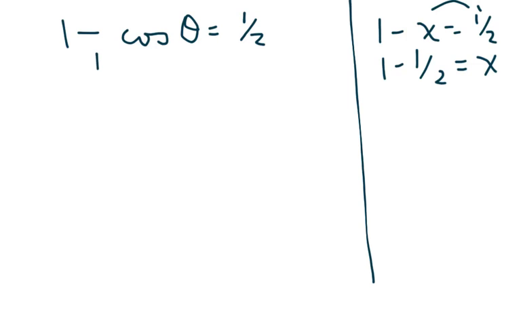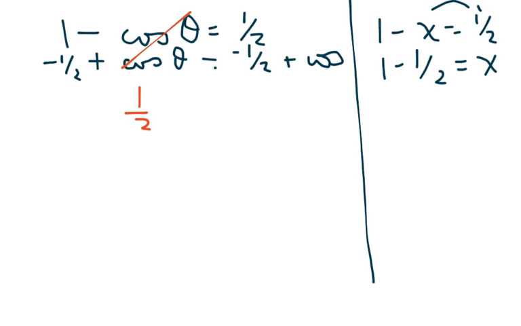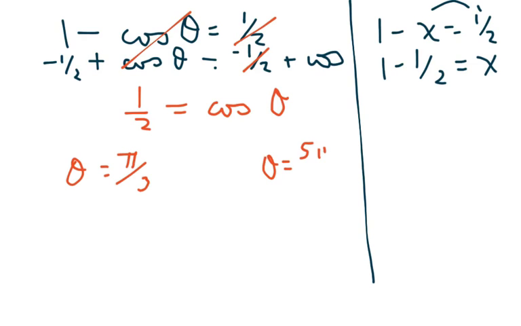I'm going to add cosine to both sides, and I'm going to subtract 1/2 from both sides. So here this 2 cancels. 1 minus 1/2 is 1/2. Here these 2 cancel, and I get cosine theta equals 1/2. So you look on your unit chart, and theta would be pi over 3, or theta equals 5 pi over 3.